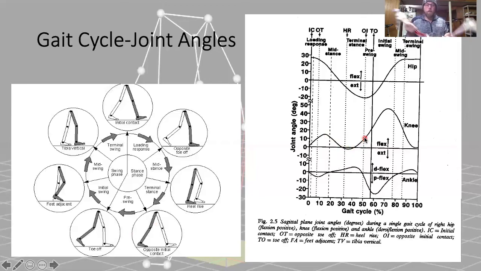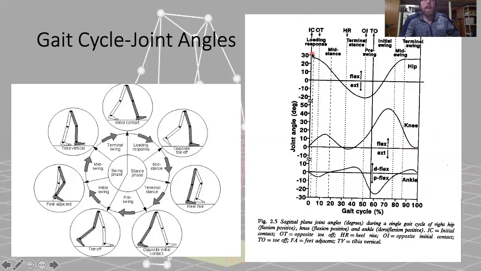Why do we start flexing the knee again? Well, because now we're getting into swing phase. In swing phase, we have to pick our leg up to swing it through, so we have to flex. We're going to flex it big time. We're going to swing it through, and then we're going to start to extend it out in front of us to land on that heel again, okay?